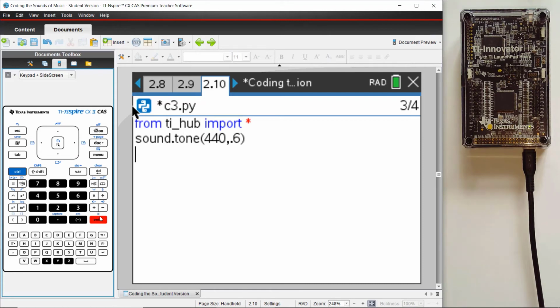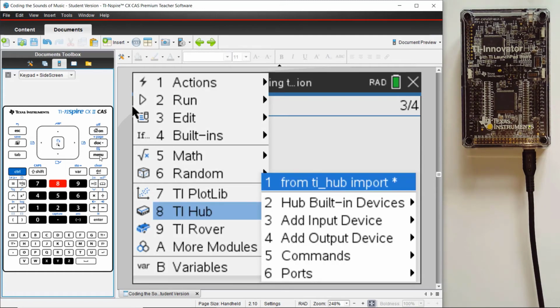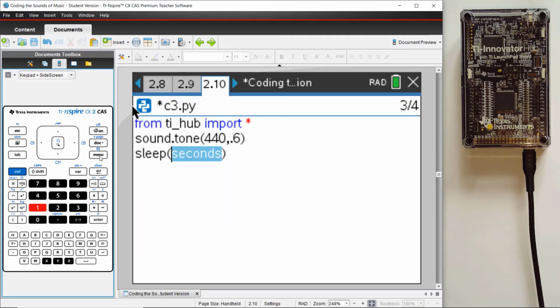Now here come my sleeps. So I'm going to go to menu, and I'm going to go to number 8, TI Hub, and notice number 5 is commands. If I go to number 5, sleep is my first command, and I'm going to sleep for that 0.6 of a second. And what that does is it allows the hub to do its business of playing that 0.6 of a second 440 note by tuning A for 1 beat. So I'm going to press enter.